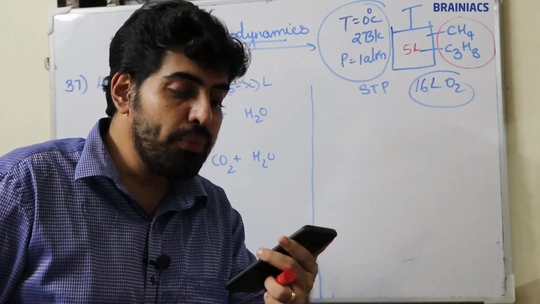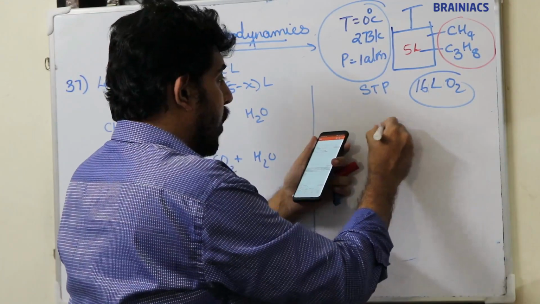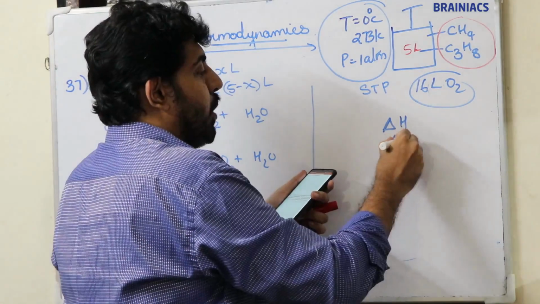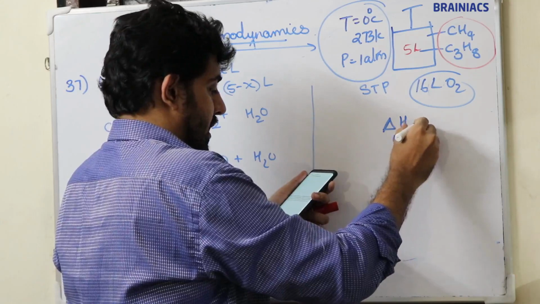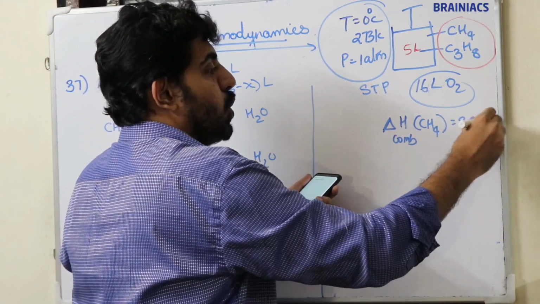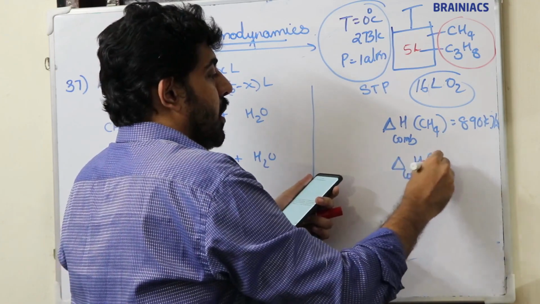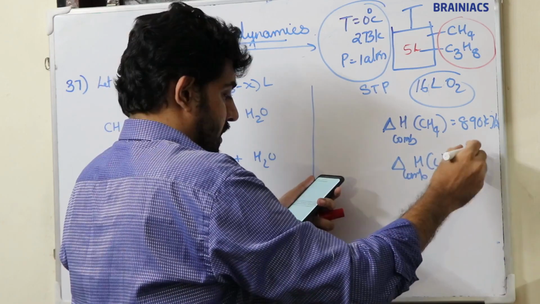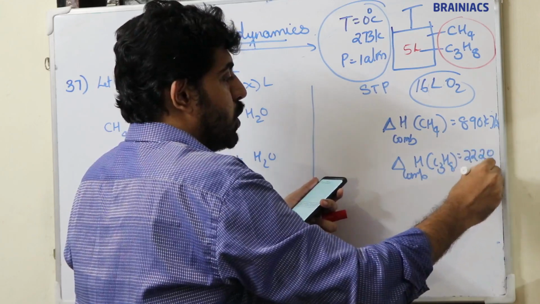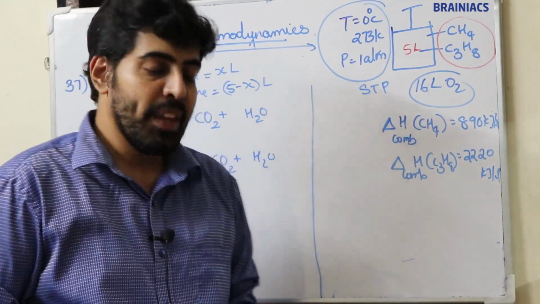Okay, the amount of heat released from this combustion. Here, the enthalpy of combustion of methane is given. It is 890 kilojoules per mole, and the enthalpy of combustion of propane is given as 2220 kilojoules per mole. So I think it's clear.